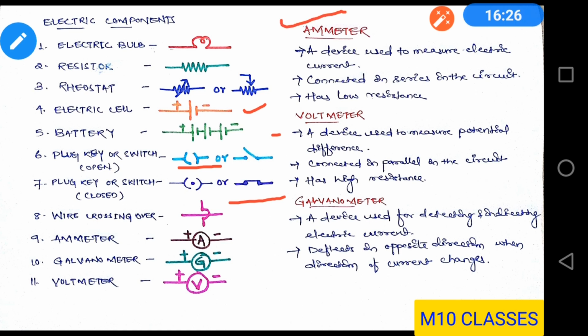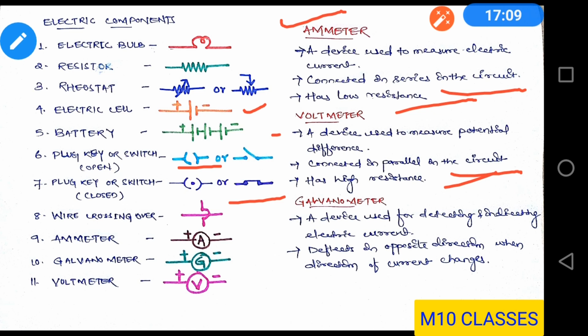First comes your ammeter. Ammeter is an electromechanical device which is used to measure the electric current flowing through the circuit. How much amount of current is flowing through the circuit is measured through this ammeter. It is connected in series with the circuit. Remember students, these concepts are very much essential. So remember it, that ammeter is always connected in series with the circuit. It has low resistance. Voltmeter is a device which is used to measure the potential difference, which we usually say the voltage. It is connected in parallel with the circuit and it has high resistance.